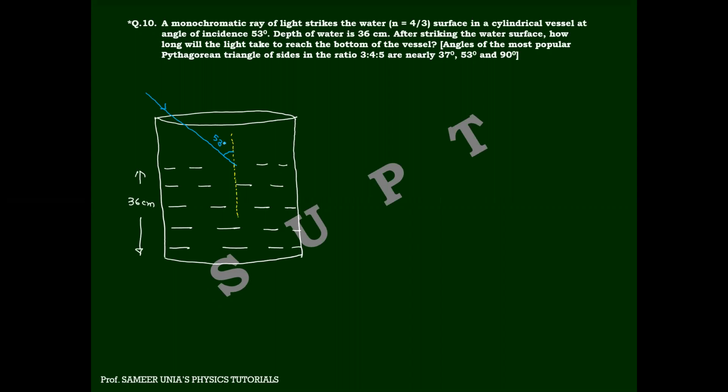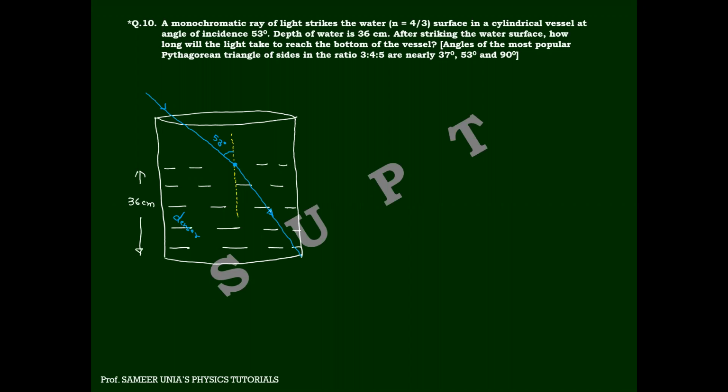What will happen? Will the ray bend towards the normal or away from the normal? It is going from rarer to denser medium, so it will bend towards the normal, and suppose it strikes the bottom.